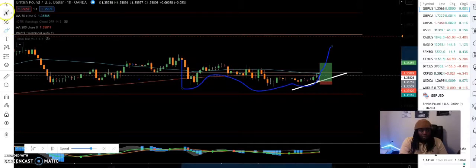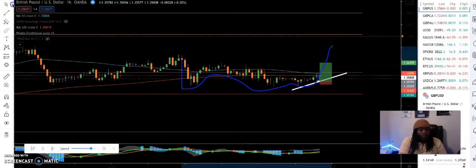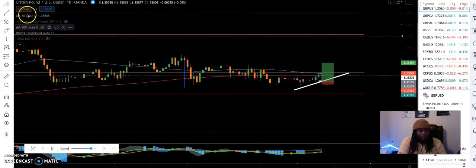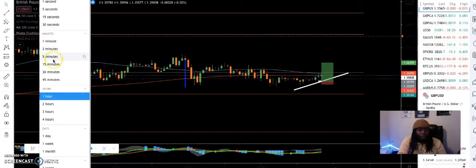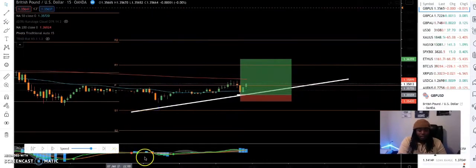So let me erase this so we can see. Yeah, let me erase this right quick so we can see actually what it moved. But I just want y'all to see the shoulder, the head, and the shoulder first. But that's how I was also able to catch this move. Just gotta have an eye out for it. So let's go back to the 15 because that's why I took my entry. And we're finna watch it play out.